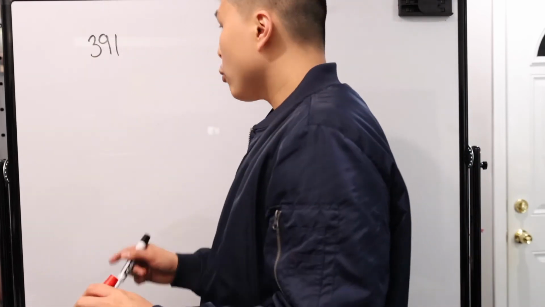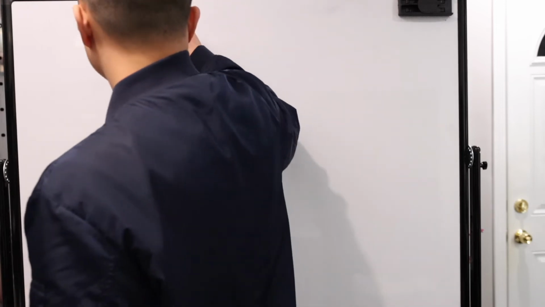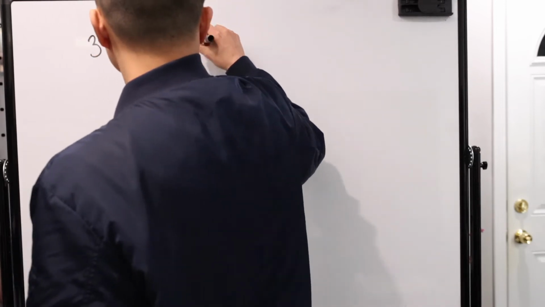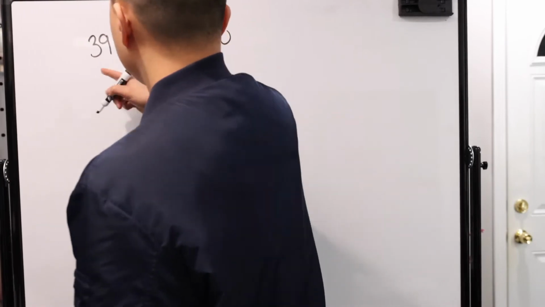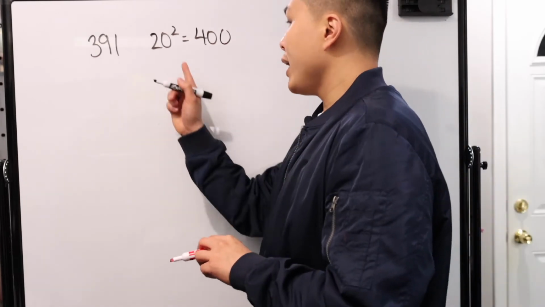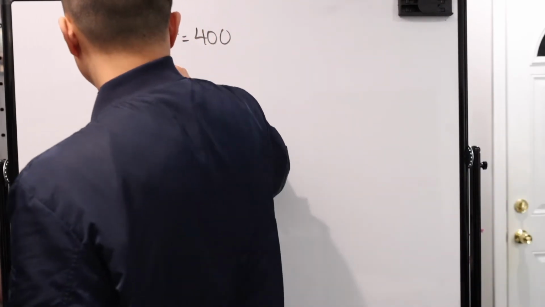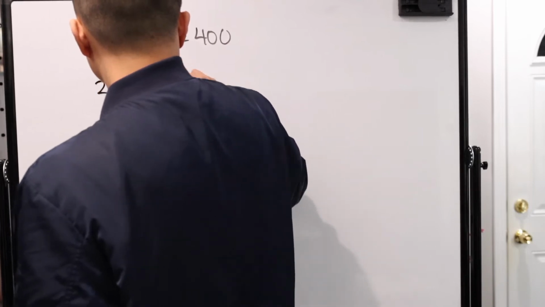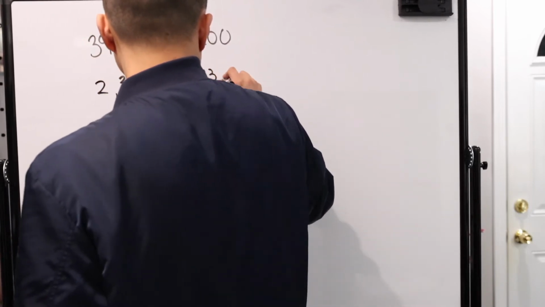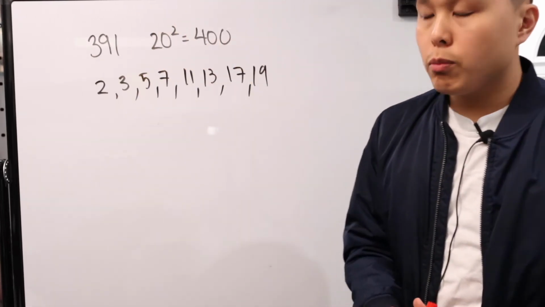We have 391 here. Well, if we think about what's the closest square number that can get us close to 391, let's just look at 20 squared. 20 squared is 400. That's pretty darn close to that. Well, that means we just have to check all the prime numbers that are less than 20. Well, that's going to be 2, 3, right? 5, 7, 11, 13, 17, 19. Okay, those are the numbers we have to check.